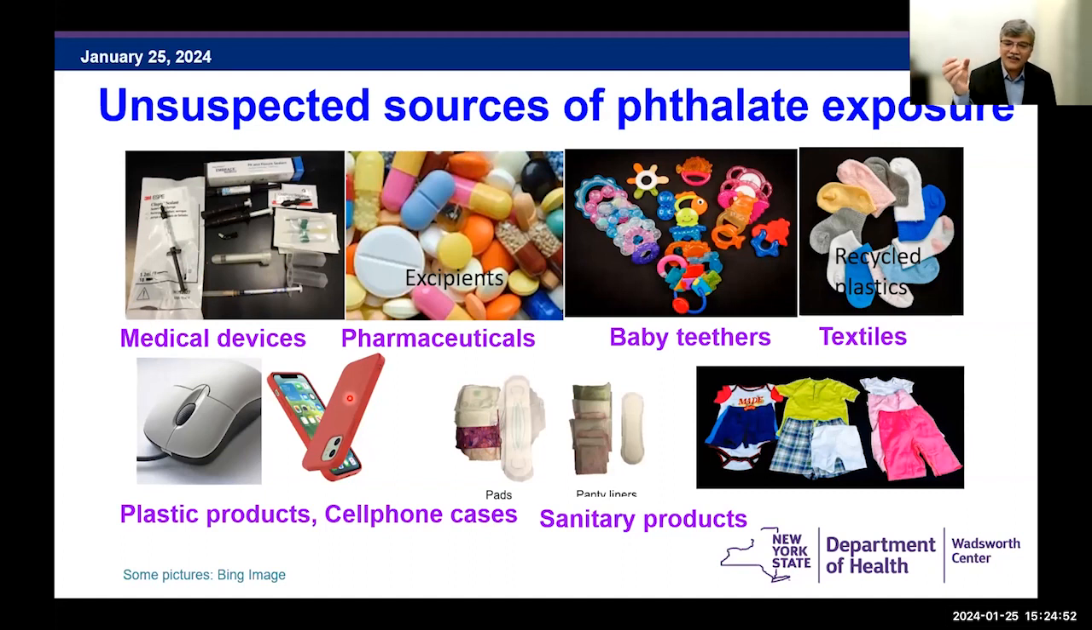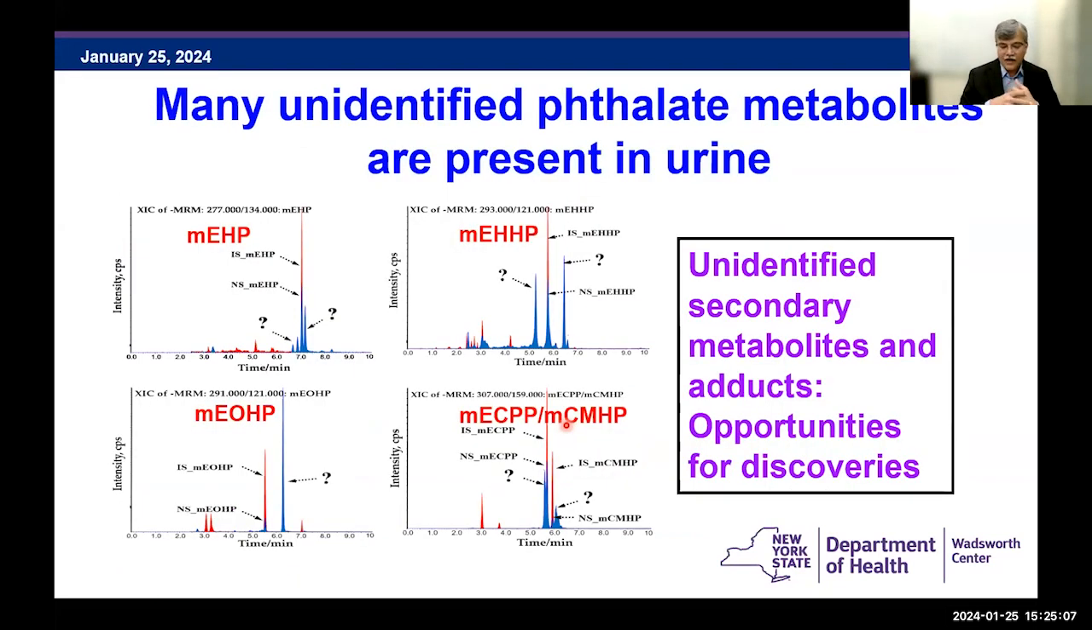Every time you hold a cell phone, you are exposed to phthalates, right? And of course, many sanitary napkins, sometimes we don't know that these products contain phthalates. So we try to characterize exposure sources of phthalates from those kinds of products. That's one way you can enhance the research in exposure science. Then there is more than that.